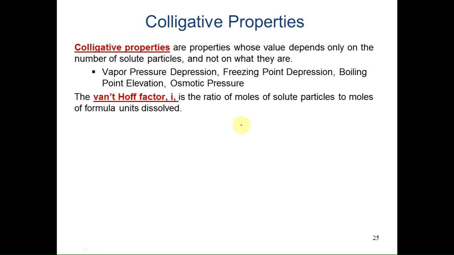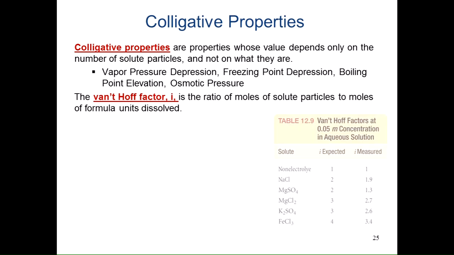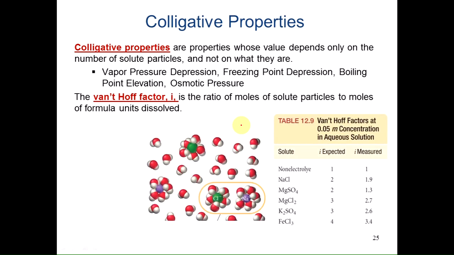And we take this into account when we use the Van't Hoff factor. So the Van't Hoff factor, which we abbreviate with the lowercase i, is the ratio of moles of solute particles to the moles of formula units dissolved. So if we're talking about sodium chloride, remember sodium chloride breaks up into two things, a sodium and a chloride. So we would have a Van't Hoff factor of 2. In this table here we have the expected Van't Hoff factors. If you have a non-electrolyte, something that's non-ionizing, it's going to stay whole, like the sugar molecule sucrose.